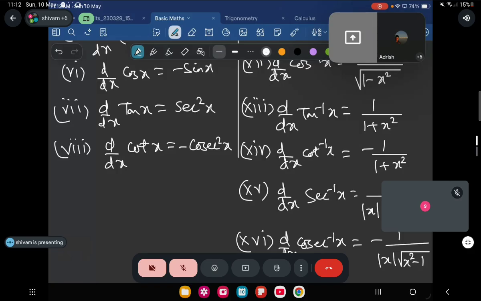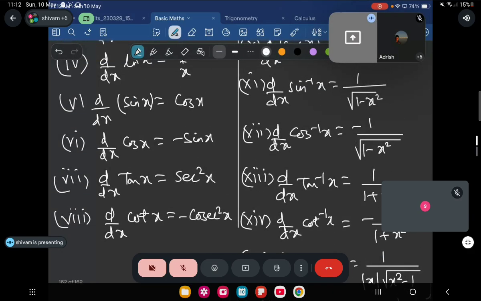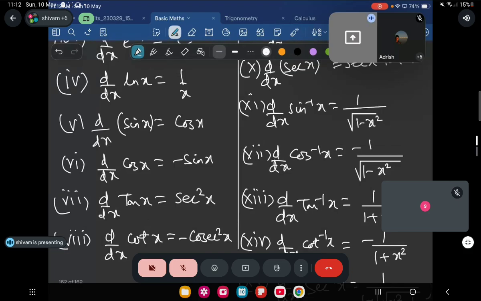Can you show again the cos inverse? If you remember for sine inverse, you can write for cos inverse as well. If you remember for tan inverse, you can write for cot inverse.